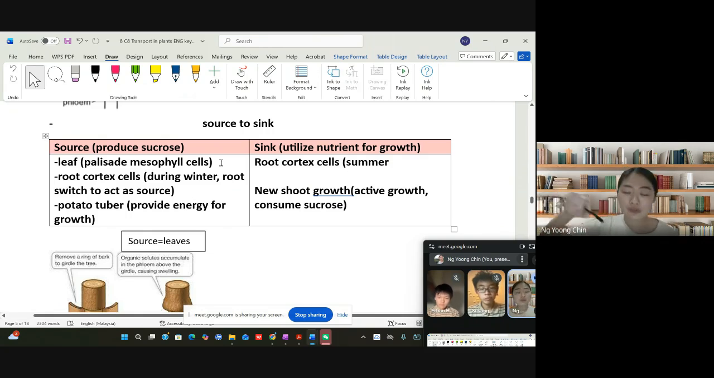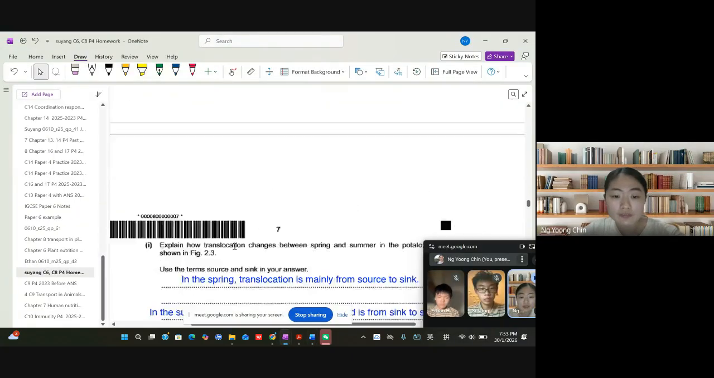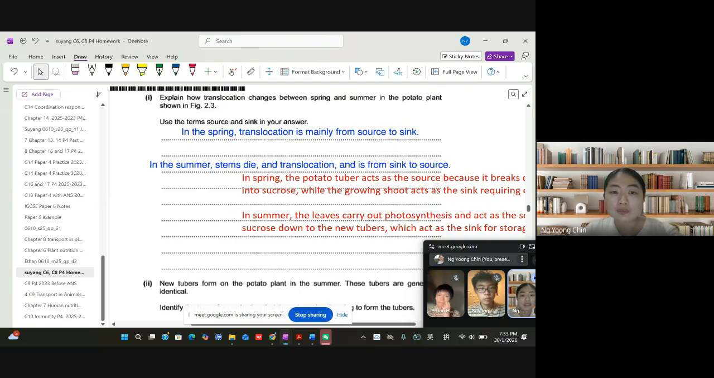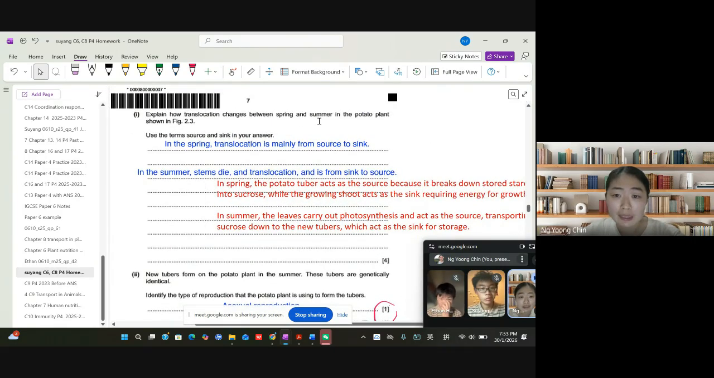I know your answer is right. Translocation is about the substance being transported from source to sink. That's correct, but it didn't answer the point. So this one: explain how the translocation changes between spring and summer in the potato plant shown. You say that in the spring, translocation is mainly from source to sink. This is not really significant, because whether it is in the spring or in the summer, at any time there will always be translocation from source to the sink.